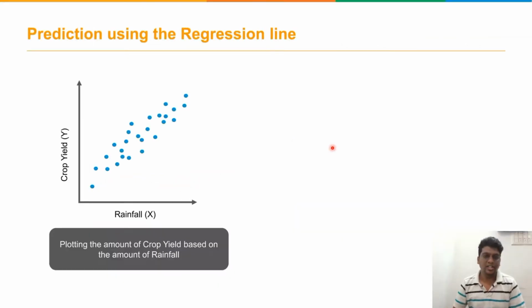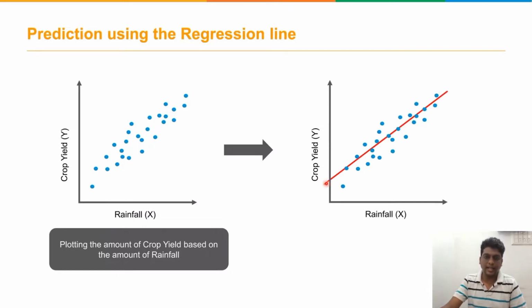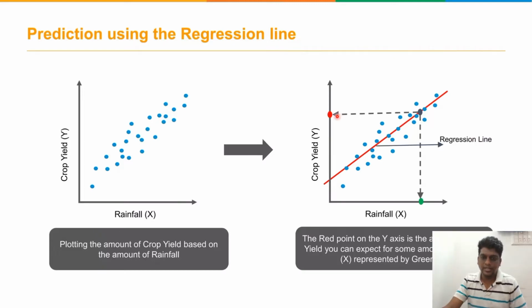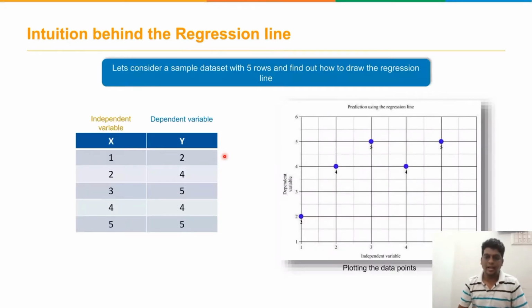Here the regression line is predicted based on the amount of rainfall and the crop yield. This line represents the regression line. The red point represents the amount of crop that you are yielding, and the green dot represents the amount of rainfall that you are getting. Let us find the idea behind this regression line.